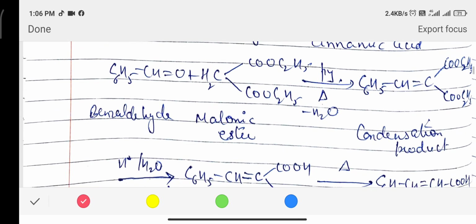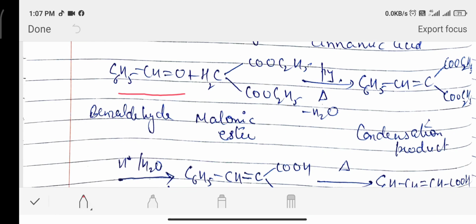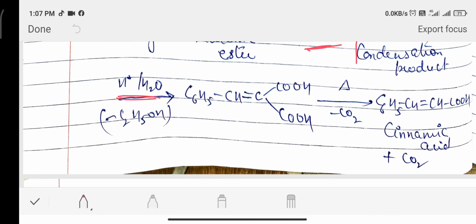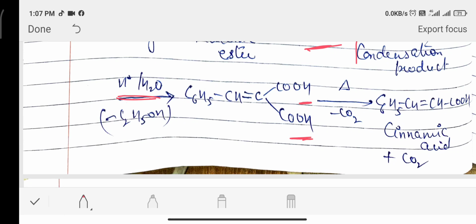That is, cinnamic acid is formed. Similarly, if we take another example, in which we have taken benzaldehyde with malonic ester, again water will be removed and these carbons are attached by a double bond. Then these two ester groups are present on the same carbon, so it is unstable, and upon hydrolysis the ester groups are converted into carboxylic acid groups. Then upon heating decarboxylation takes place, CO2 is removed, and we get an alpha beta unsaturated acid, in this case cinnamic acid.